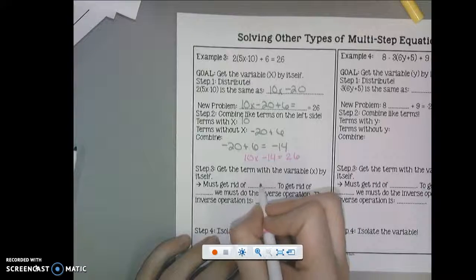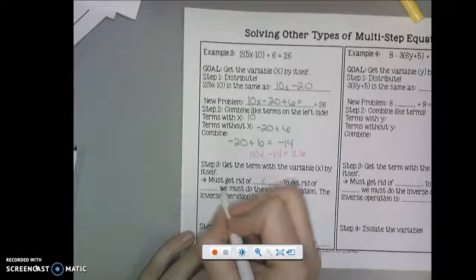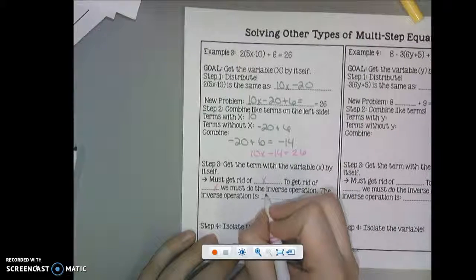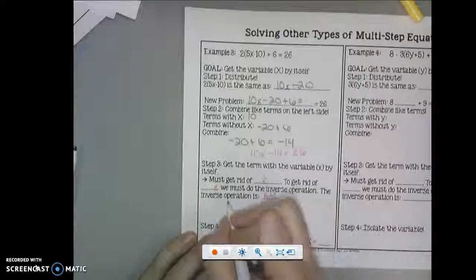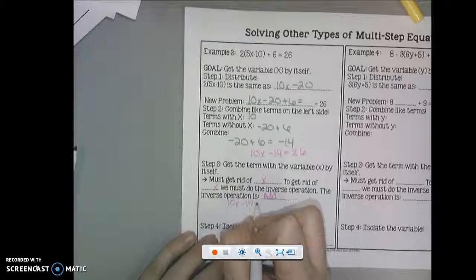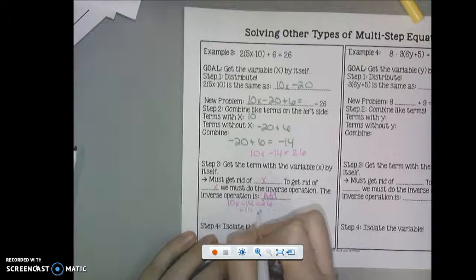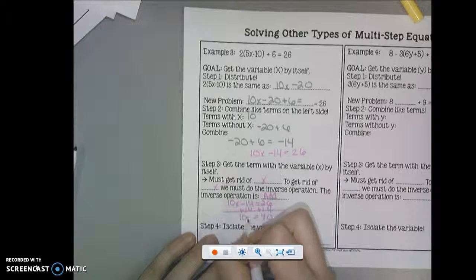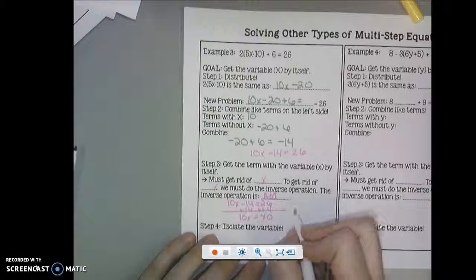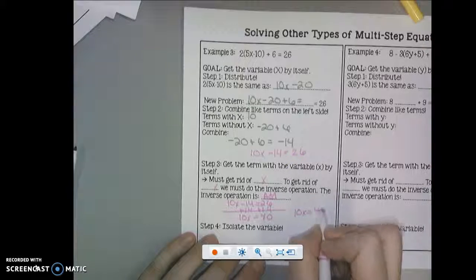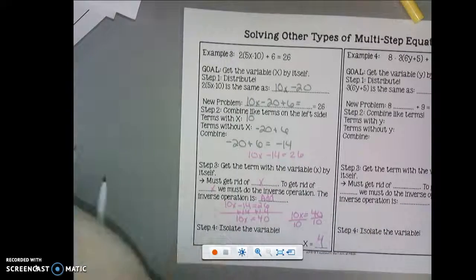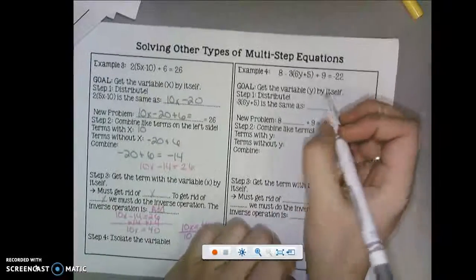We must get rid of our x, and to do that, we must do the inverse operation. So we want to add. We have 10x minus 14 is 26. Add 14, and we get 40 equals 10x. And we have to isolate, so remember 10x is multiplying, so we need to divide, and x should equal 4.